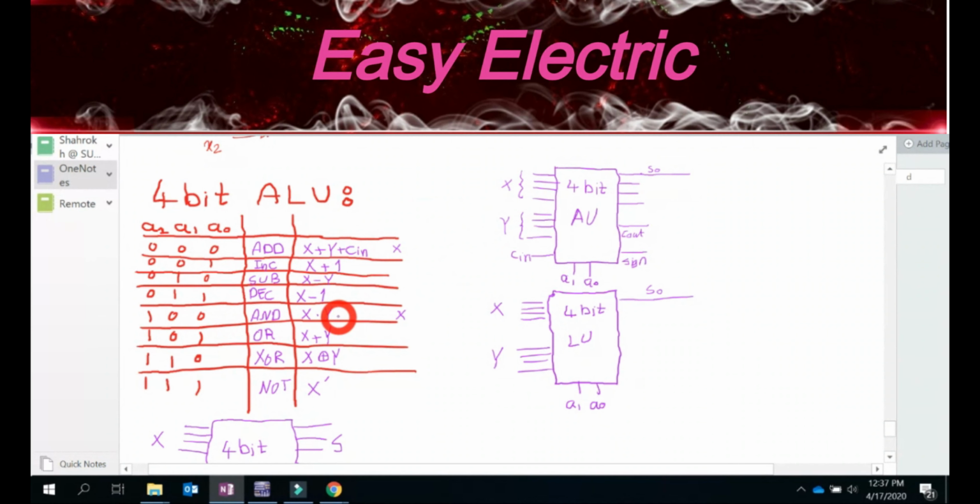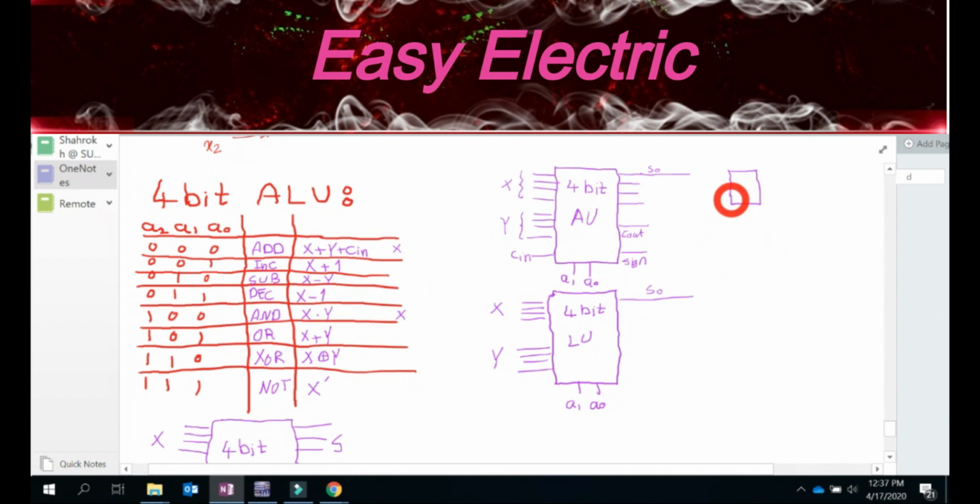So the question is, which of these two should be the output? The answer is, you take a look at A2. If A2 is 0, definitely this is the case. If A2 is 1, definitely the AND should be your ALU output. So what does this mean? It means I just put one mux.